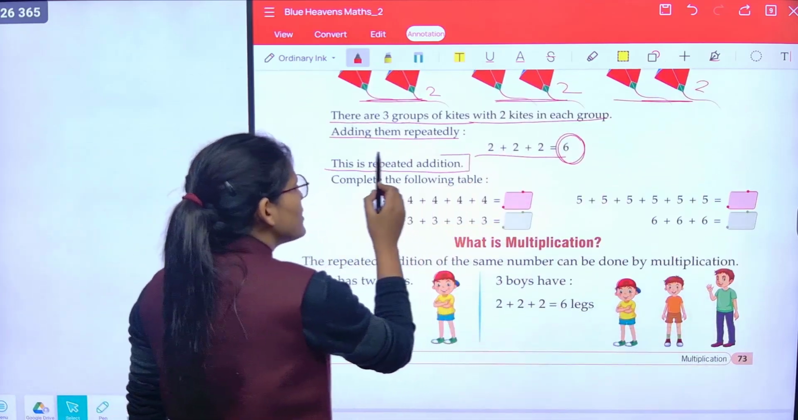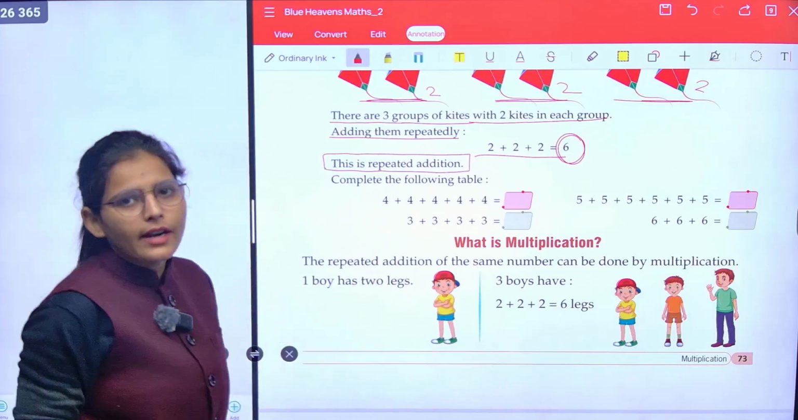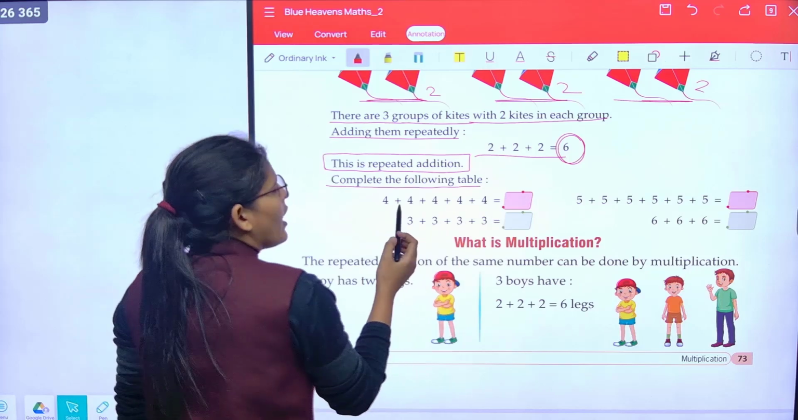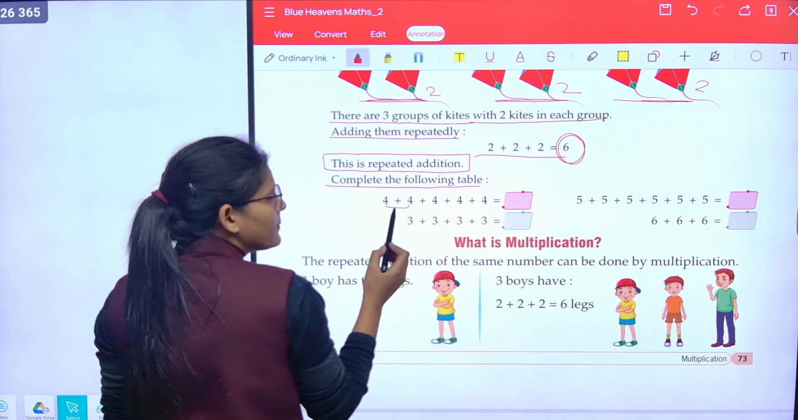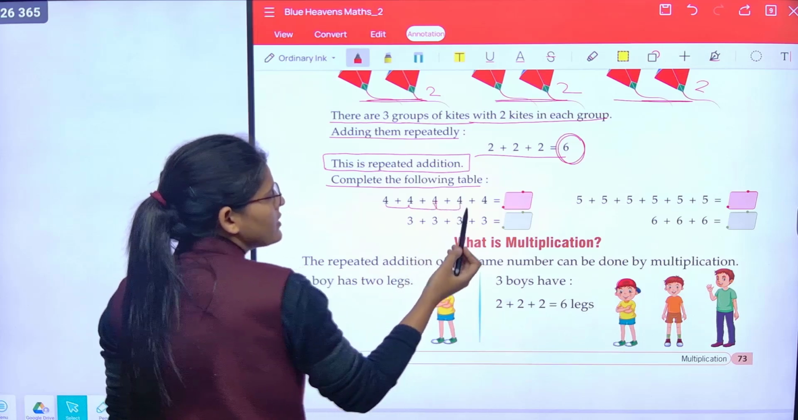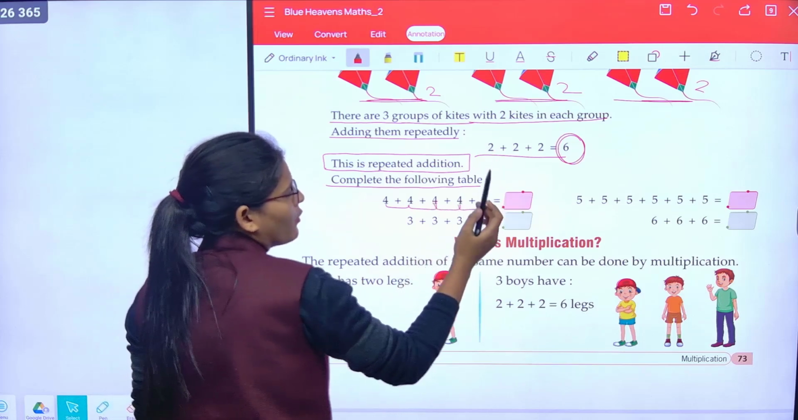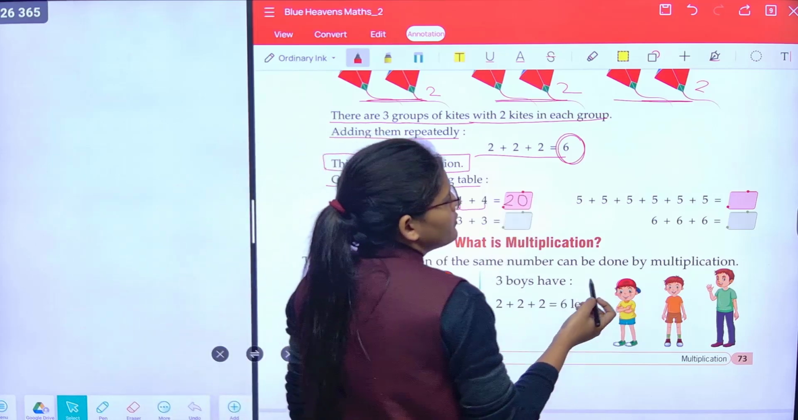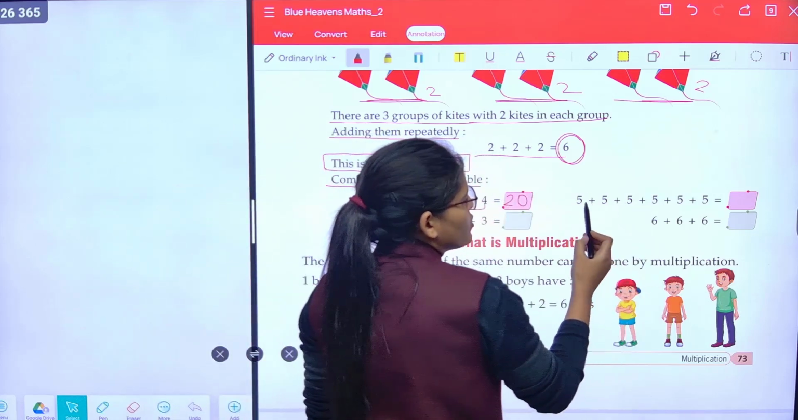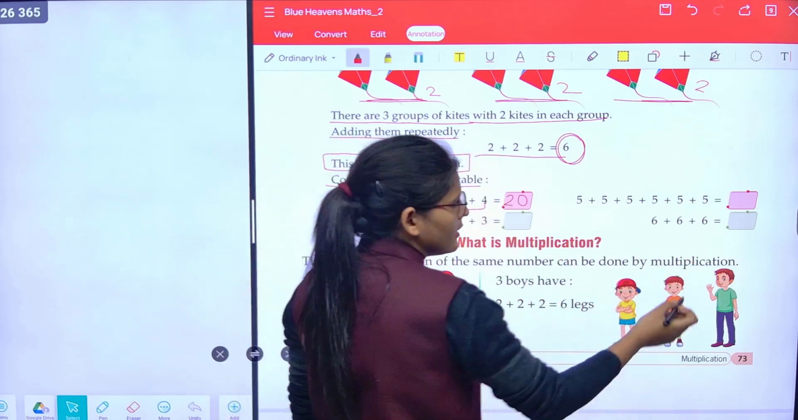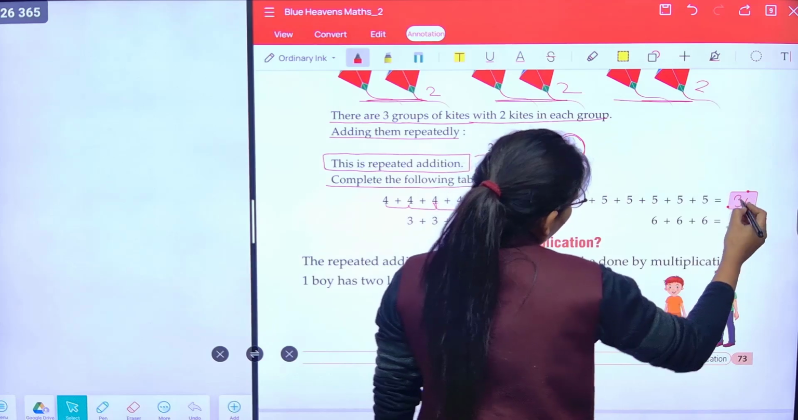Class, what do we call multiplication? This is repeated addition. Now complete the following table. Now class, 4 plus 4 is 8, 8 plus 4 is 12, 12 plus 4 is 16, and 16 plus 4 is 20. Now class, you can do it like this also: 1 2 3 4 5 6, 6 5s are 30. You can do it like this also.